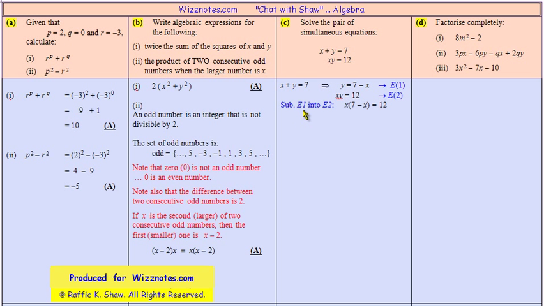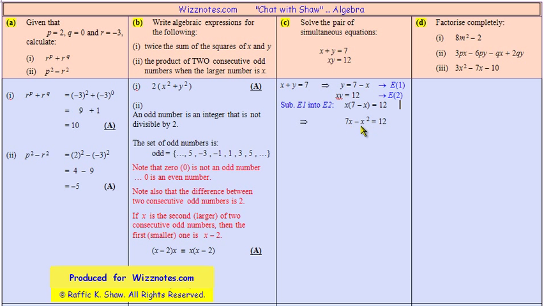What we are saying is that substituting E1, which is equation 1, into E2, equation 2, we're going to end up with x multiplied by 7 minus x, that is where the y was, equals 12. So all we need to do now is solve this equation for x, because this equation now has one unknown in it, and any equation with one unknown can be solved. So we need to expand this and see what it comes out to be. When we expand this side, we end up with 7x minus x squared equals 12.